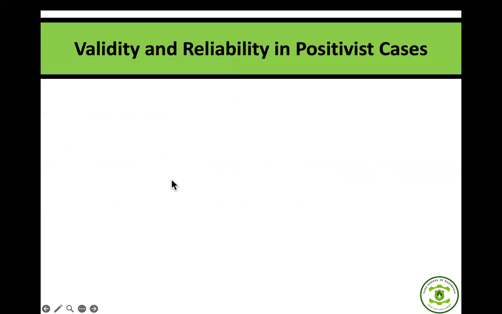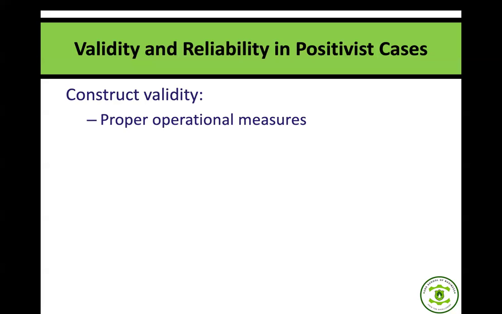Now, let me touch briefly on validity and reliability when we are talking about positivist cases. So think about these two things as the checkpoints for rigorous research. Construct validity. Construct validity is about measuring what you actually intend to measure. That's what it means. You have to ask the question whether your operational measures are appropriate. For example, if you are studying innovation, are you measuring patents? Are you measuring new products or something else? The key to construct validity is having clear, proper measures that truly represent your concepts.